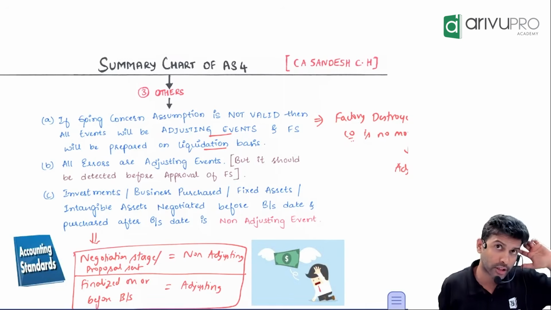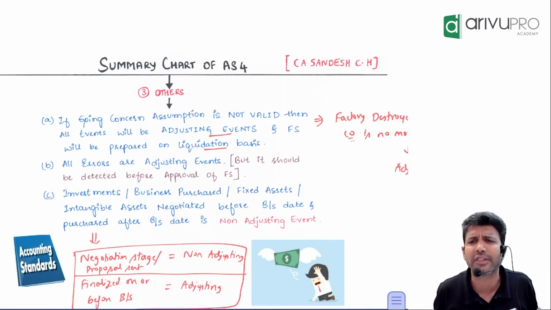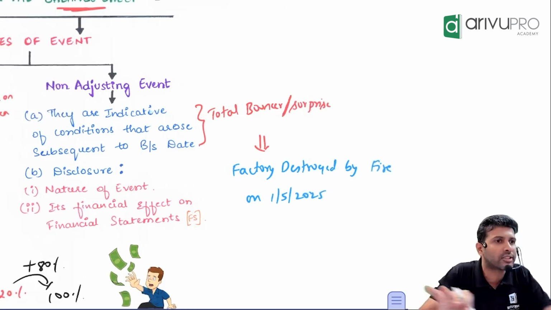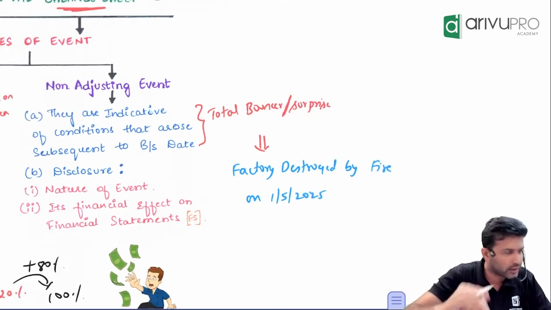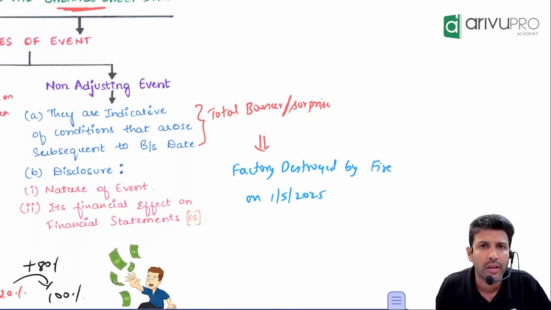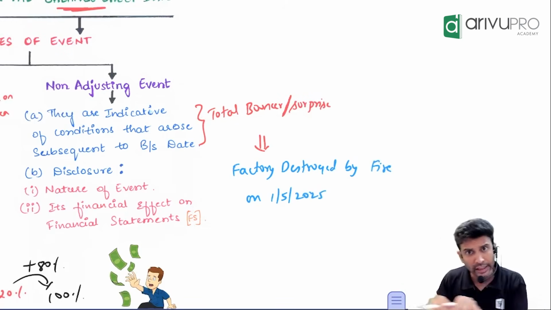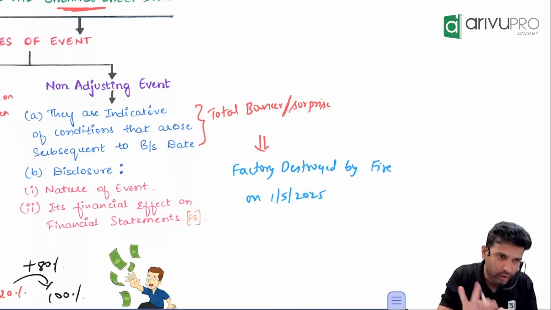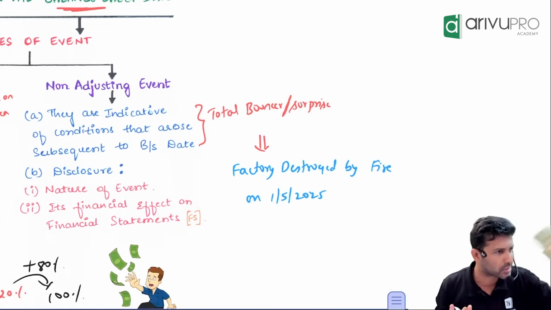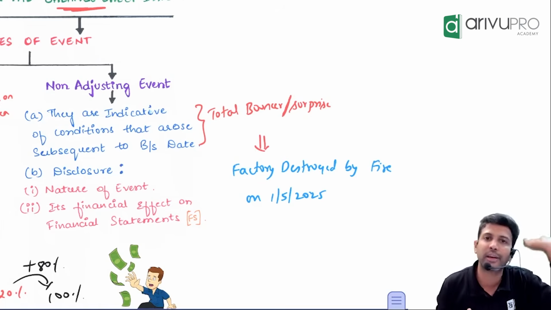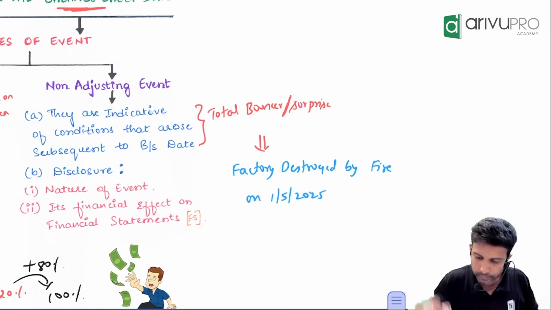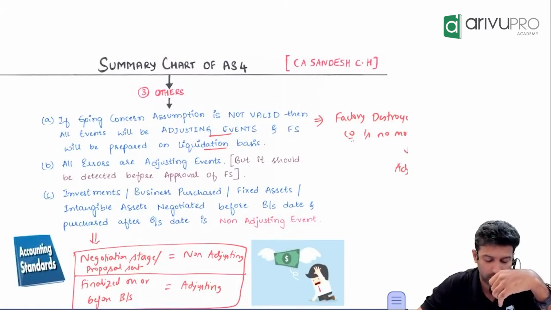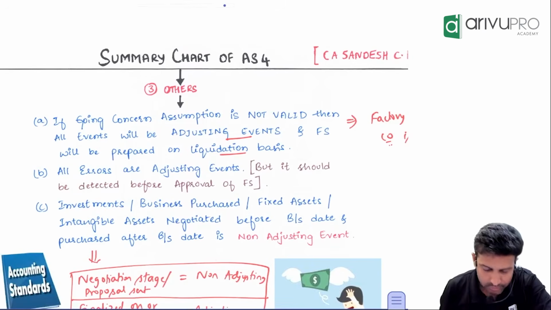Sir, how will we know in the question? You give a subjective answer. If this question comes in the exam, or this fire case, first you will write it as a non-adjusting event. Then you will write one more point: if due to this fire the entity is no more a going concern, then the loss due to fire will be accounted in the current year only. Like that, you give a subjective answer. Answer both. Let the examiner pick what they want. Okay, next one.